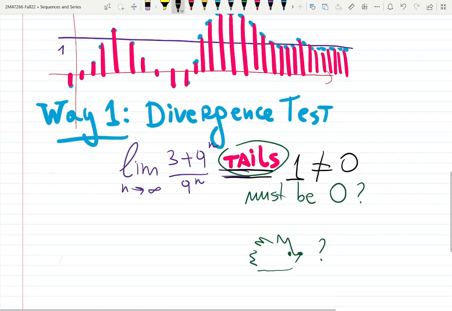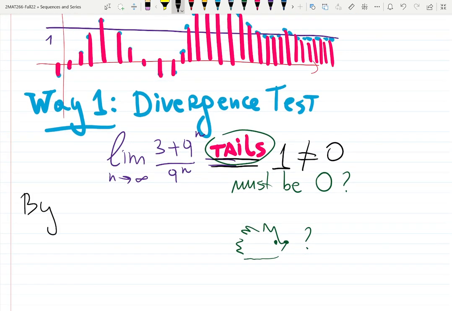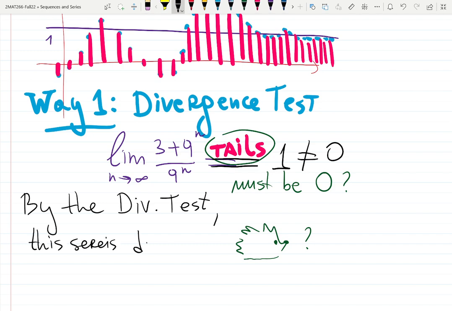By the divergence test, the series diverges. By the divergence test or divergence theorem, this series diverges or blows up, or the series is divergent, because the limit is not 0. It doesn't matter that it's 1, actually. It can be 5, -7, whatever, but it's not 0. The tails should go to 0.